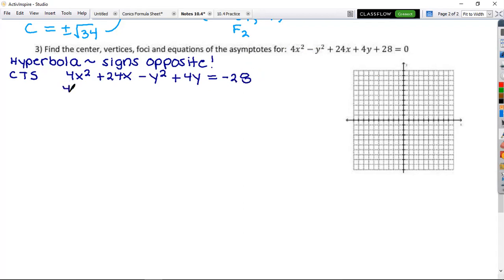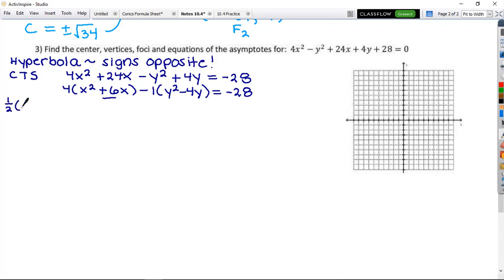So you're going to take out your 4. I'm left with x squared plus 6x. Over to the other side, take out the 1. I've got y squared minus 4y. And then equal to negative 28. And then you're going to complete the square. So this is when we take half. If you don't want to show it, you don't have to. I know these problems are super long already.